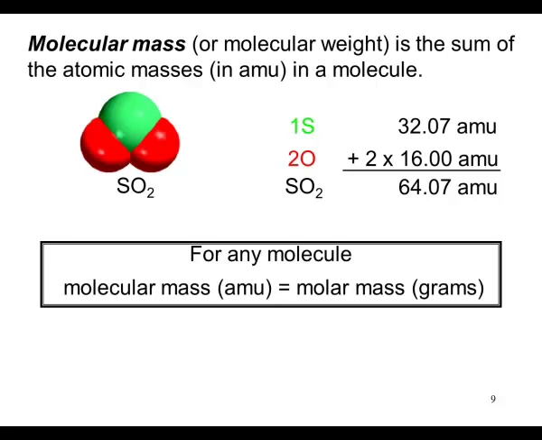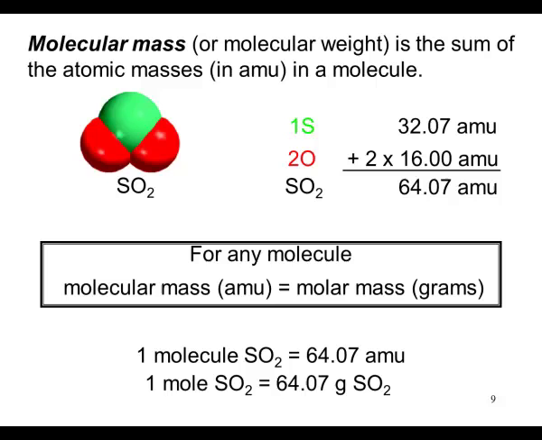For any molecule, the molecular mass in AMUs is equal to the molar mass in grams. 1 molecule of SO2 weighs 64.07 AMUs, but 1 mole of SO2 weighs 64.07 grams.